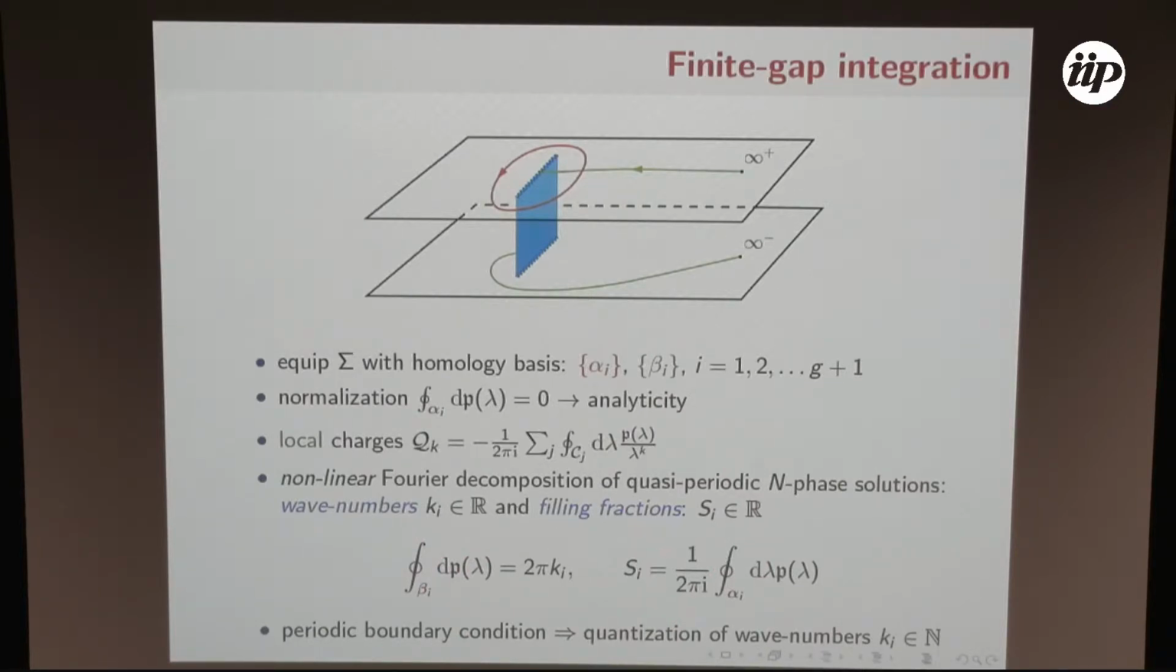And then if you want to impose periodic boundary conditions, which is what we want to do, then it just happens that these wave numbers will not be arbitrary real numbers. They will have to be quantized. They will become integers.